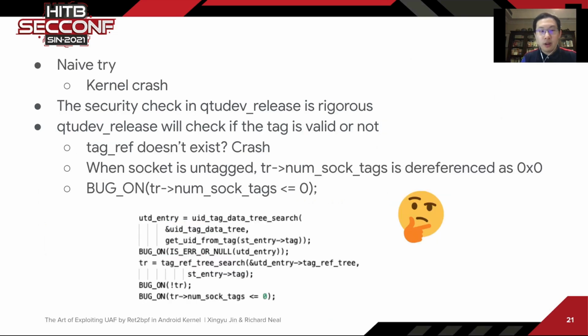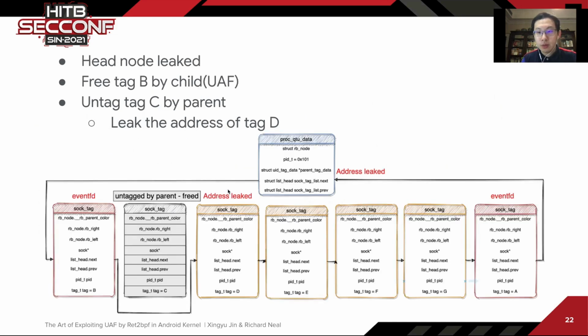For example, if we grab a socket tag structure with an invalid tag, the kernel crashes because the corresponding tag ref structure doesn't exist. And if we create two identical socket tag structures, the reference count will become invalid, so the kernel will crash too. Therefore, the approach to bypass all the security checks is to create several normal socket tag structures and steal their tags.